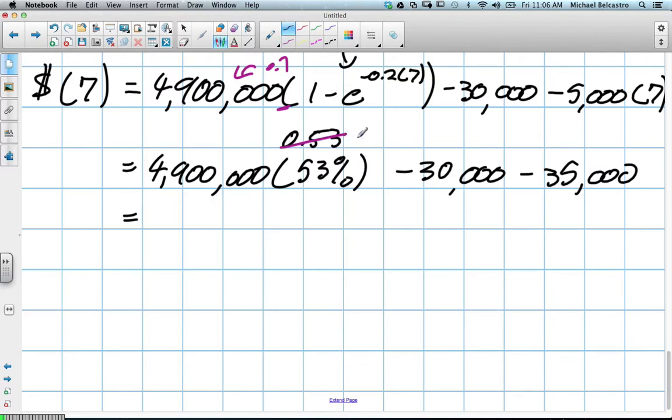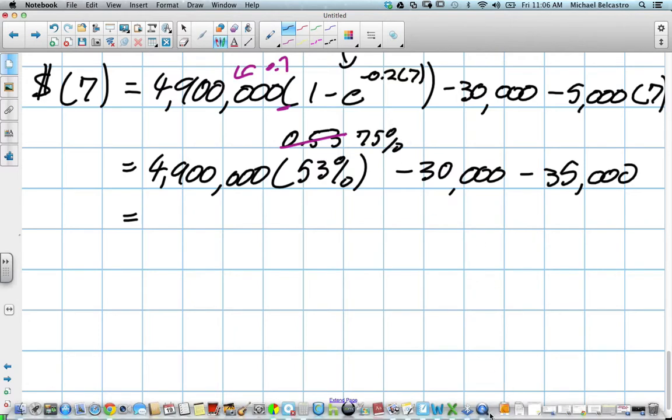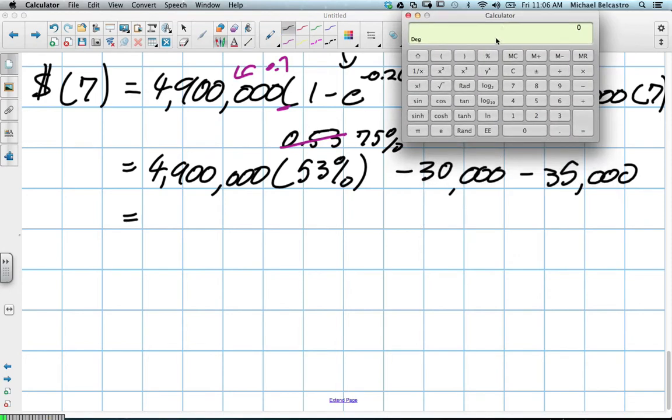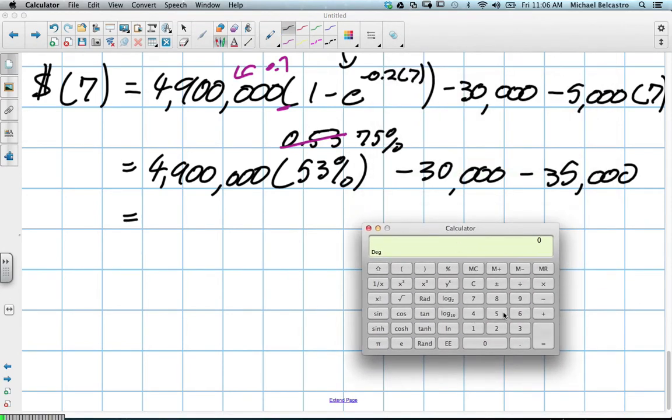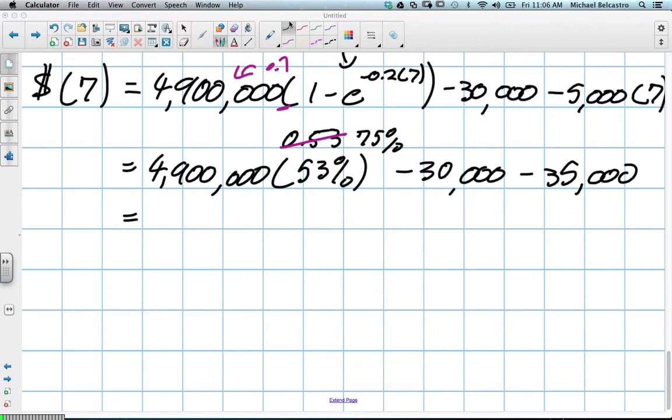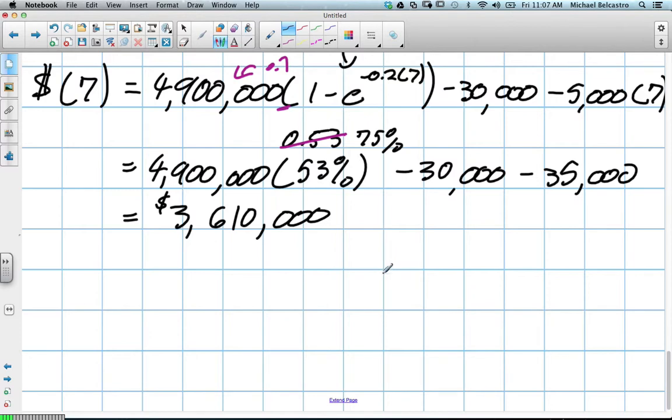This becomes 75%. Okay. So roughly 75%. Anybody want to try that as a final value? 0.75 times 3,610,000. Sounds right? All right. $3,610,000 at 7 days. That's pretty good. This company's doing all right. Okay, so at 7 days, this is their average profit.